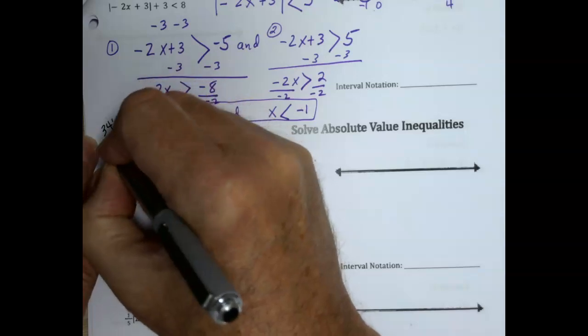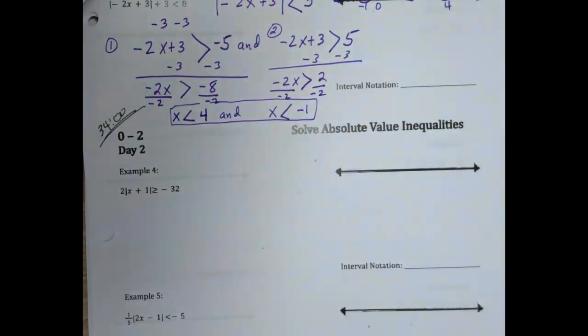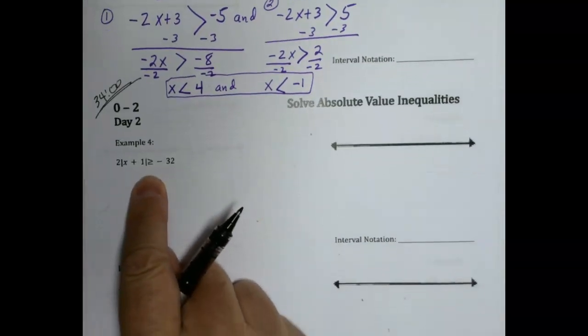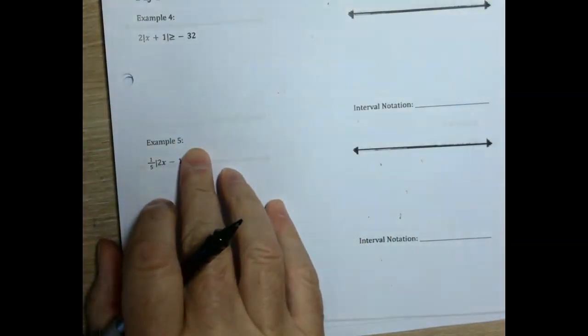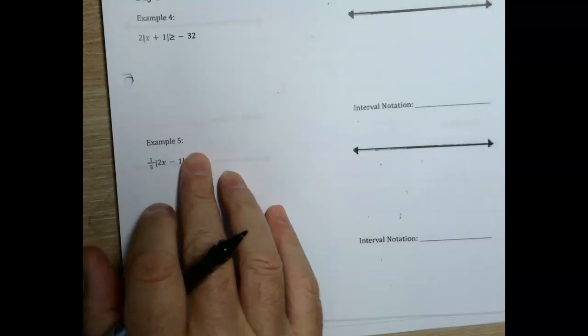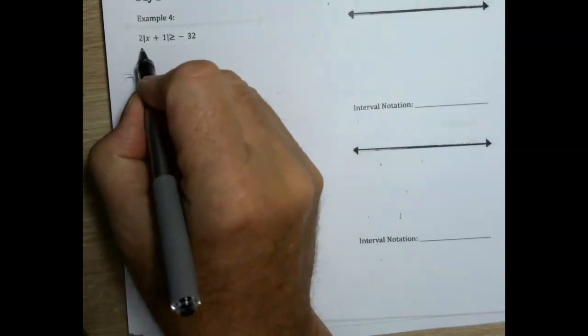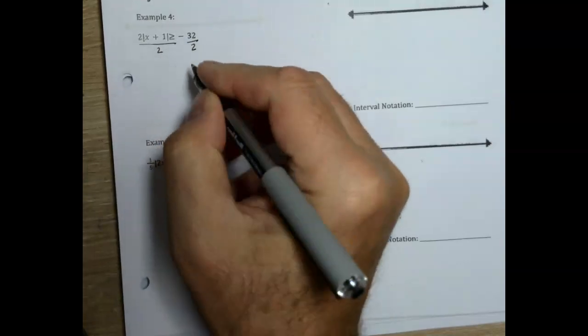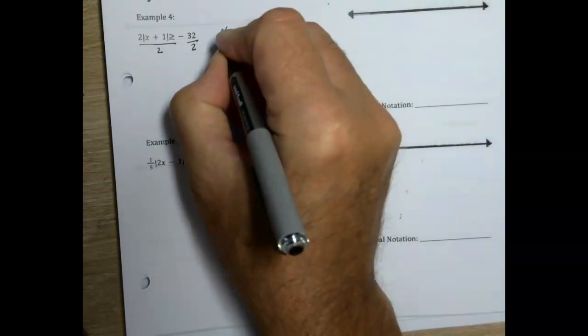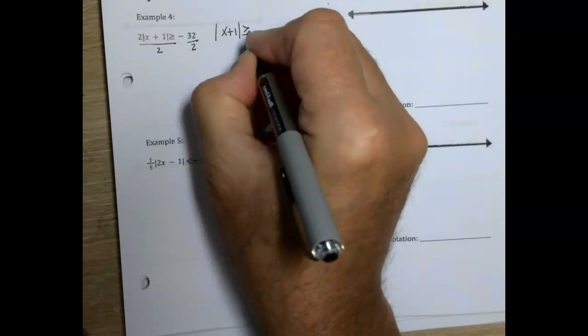Okay, this will be day 2. Okay? So example 4, remember, this is greater than or equal to negative 16. We have to isolate the absolute value before we write the two inequalities. So that gives me the absolute value of x plus 1. Let's divide x plus 1 and 2 on 16.